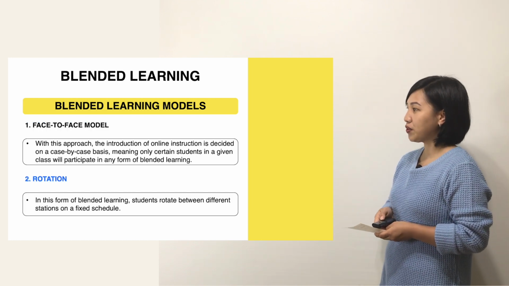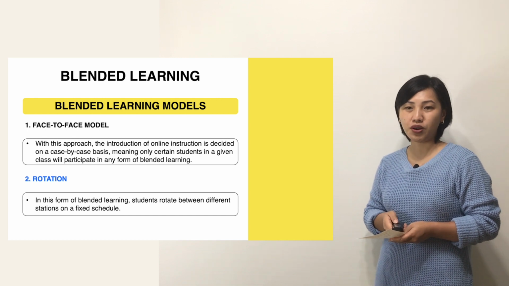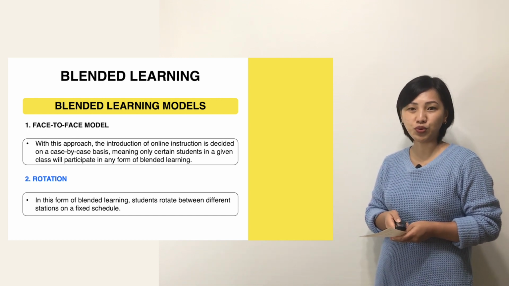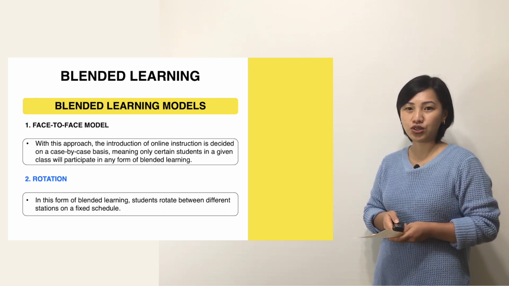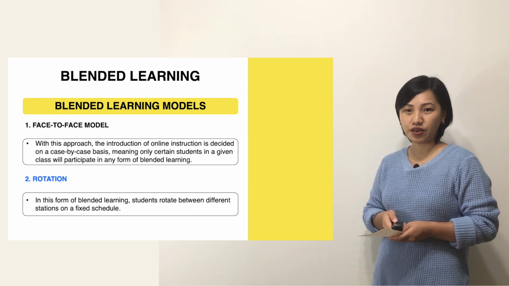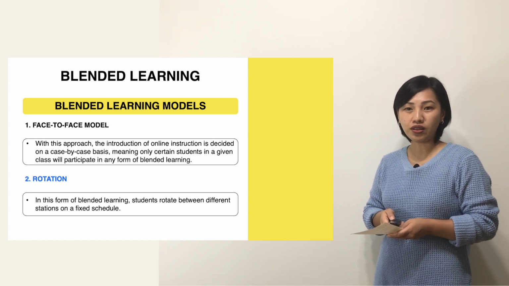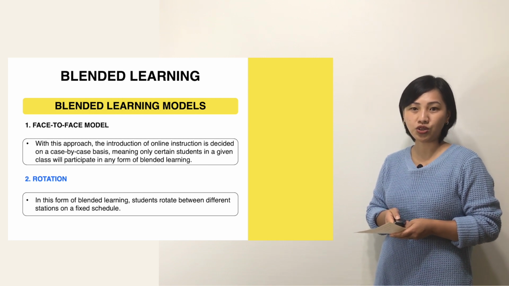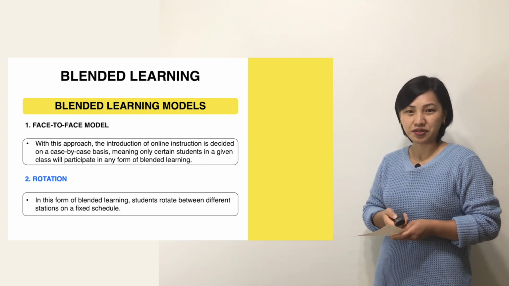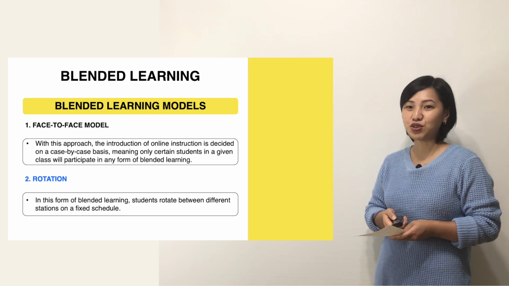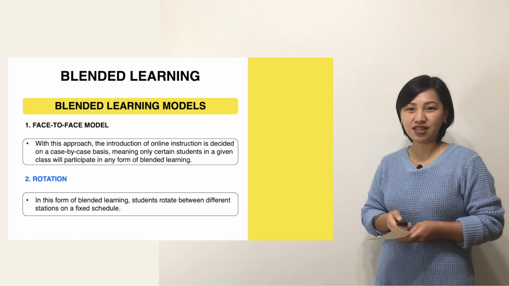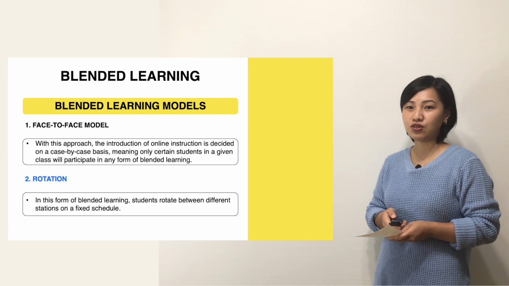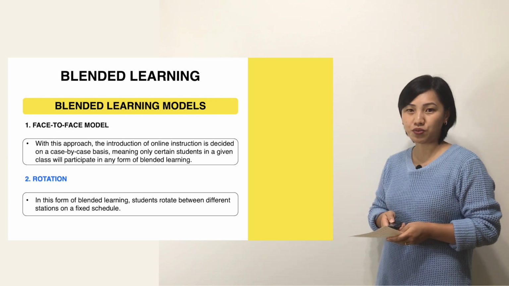The next model is the rotation model, where students move to different stations in the classroom. Either they work online or have face-to-face instruction with their teacher. A lot of elementary schools use this since their students still need supervision with this approach.